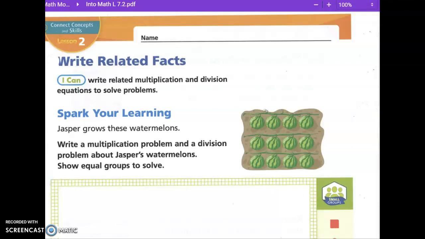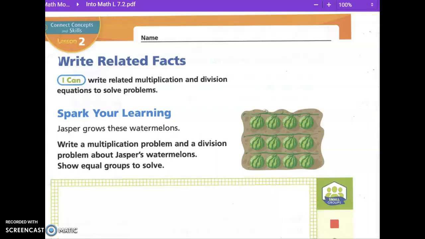Okay, today we're looking at lesson 7.2, write related facts. We've talked about how these related facts form fact families. So if we're writing a fact family for a multiplication problem, we would come up with 2 multiplication and 2 division. And we also talked yesterday about how we need to make sure we read our whole problem and give what they're asking.